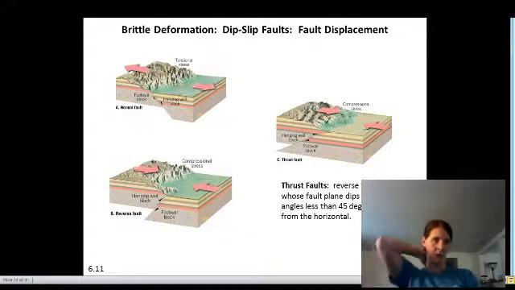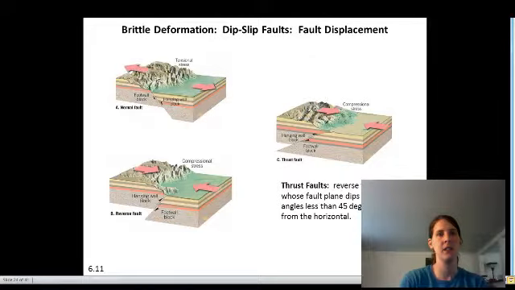So this shows extensional forces creating your normal fault, where your hanging wall block actually slips down in relation to your footwall. Your reverse fault, compressional forces actually force your hanging wall up over your footwall. And then we have what are called thrust faults. These are reverse faults, so they're the same compressional stresses, but these are ones where their fault plane dips at an angle less than 45 degrees, so it's a much shallower angle, at which point it converges up.